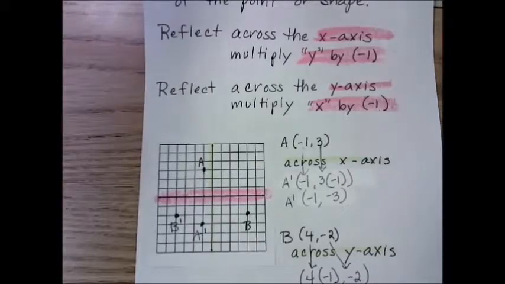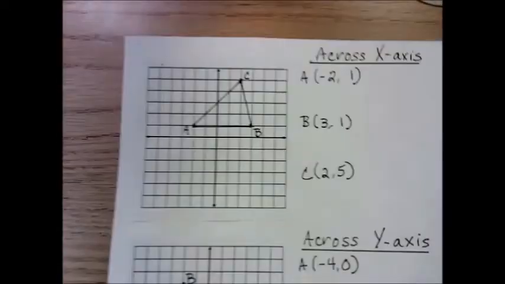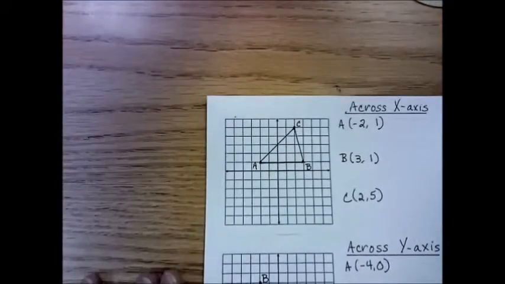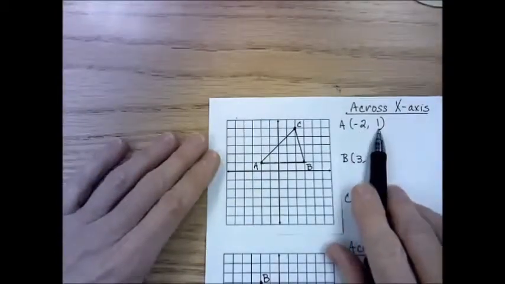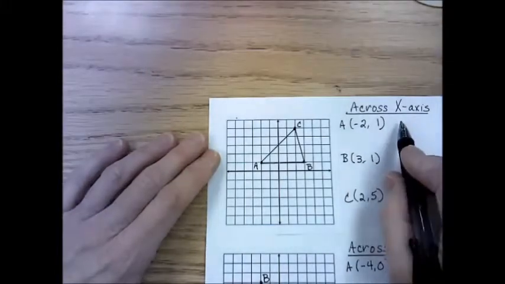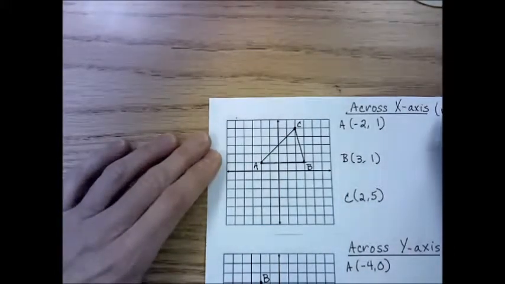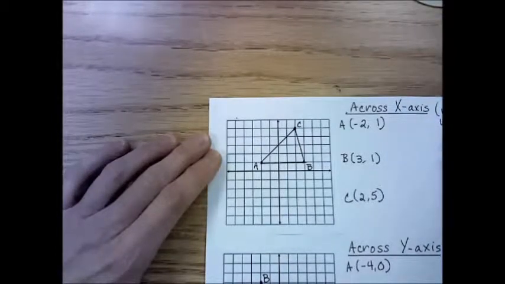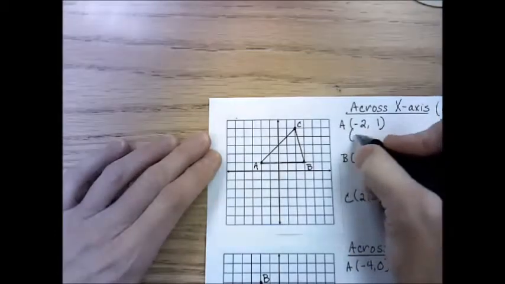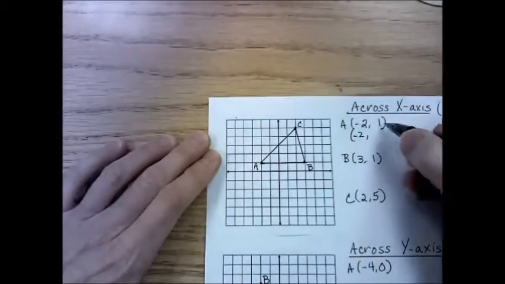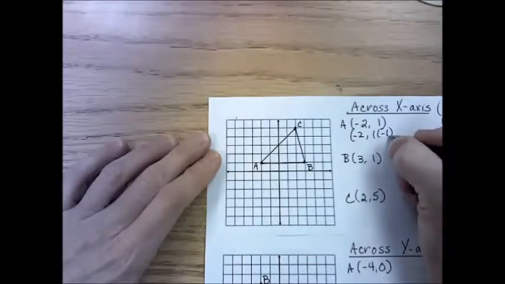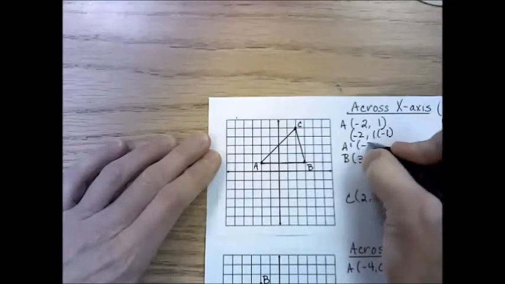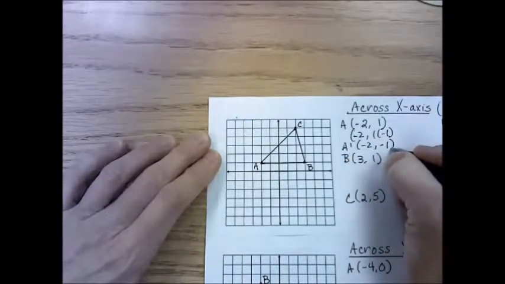All right, let's go ahead and try some reflections on the coordinate plane ourselves, okay? So here we have triangle ABC, and A is at -2, 1. If we're going to reflect across the x-axis, that means we multiply our y by -1. So here our -2 stays the same, and we take our 1 and multiply it by -1. So A prime is now -2, -1.